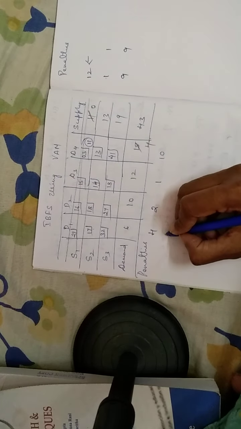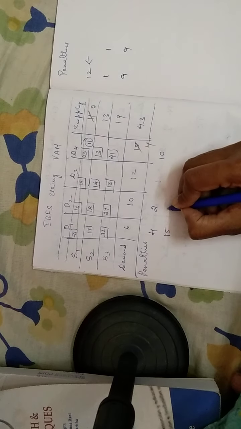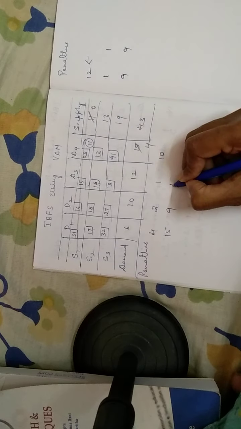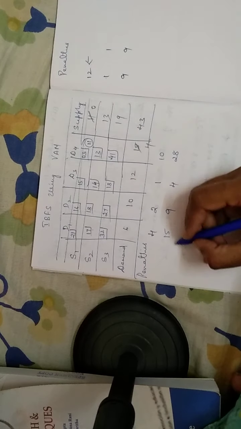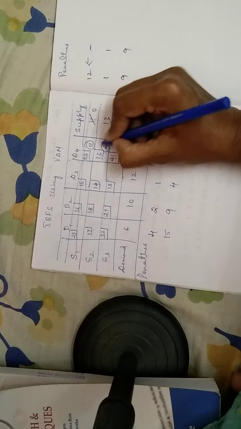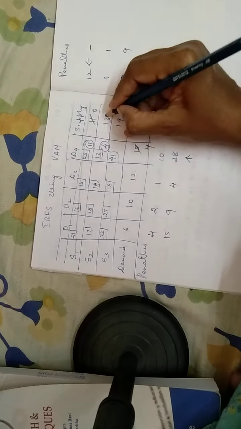Now again we will have to calculate the penalties. We are left with only these two. So it is 15, it is 9, so 4, and here it is 28. If you compare the penalties here, the highest one is 28. If I go with this, 13 is the least cost here. So 4 is what we'll have to allocate, since the demand is only 4. Here I am left with 9. So this is totally cancelled.